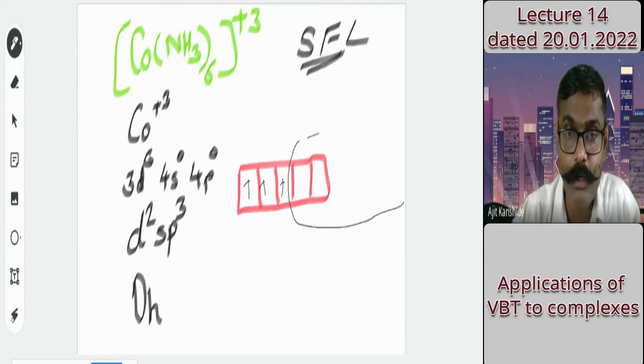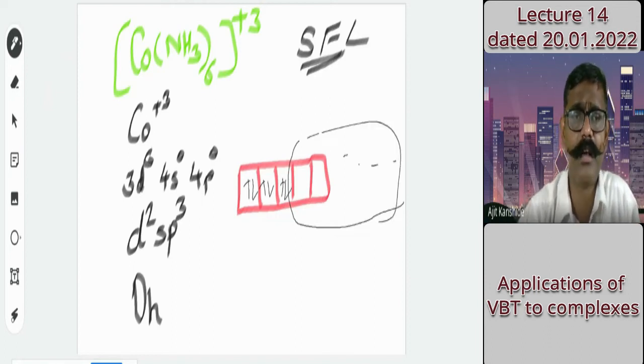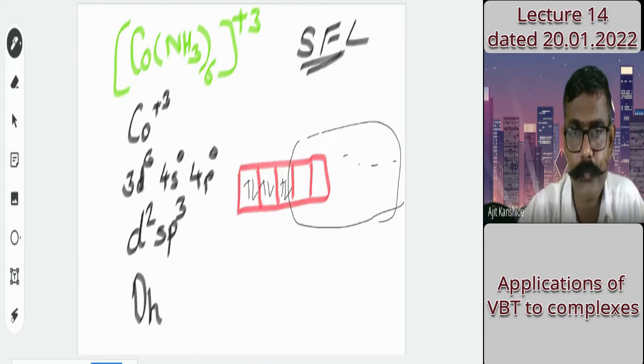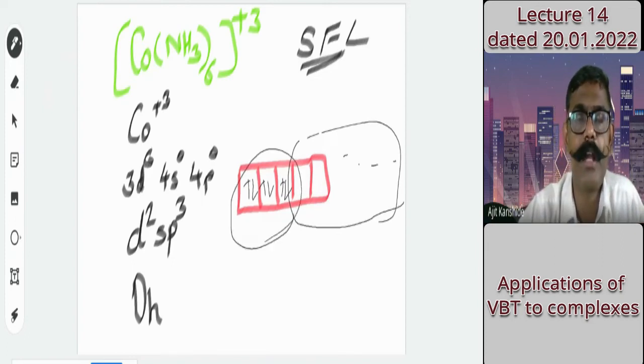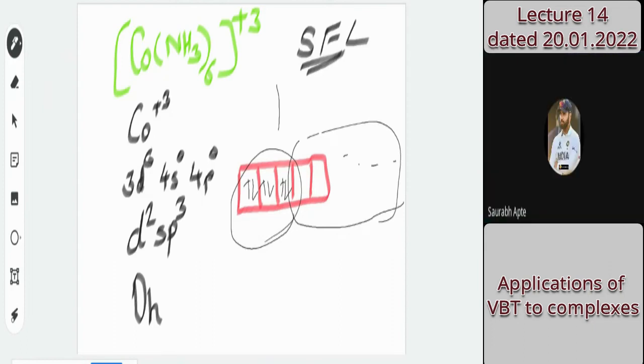So those 6 electrons, how can we arrange them? 2 electrons, 2 electrons, and 2 electrons. And the remaining orbitals, the hybrid orbitals, the lone pairs are there. Now tell me, paramagnetic or diamagnetic? This electronic configuration, paramagnetic or diamagnetic? Are you not understanding what I am saying? Okay, pay attention.